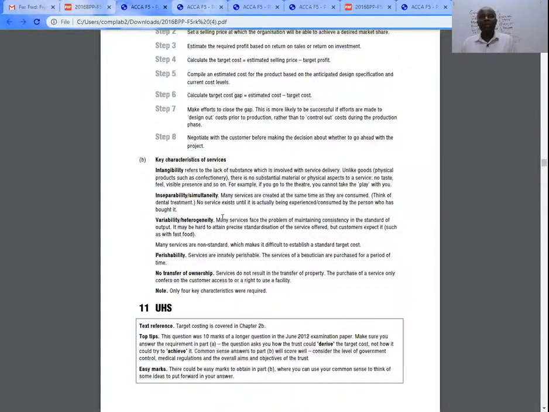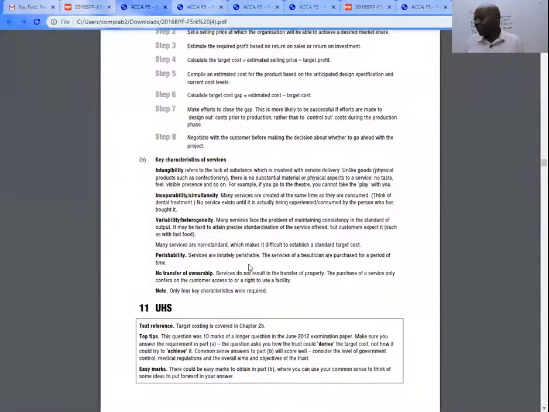But for a service, if, for example, I taught you this topic in the normal class and did a particular question in 10 minutes, when it comes to crash program, I may not be able to take exactly 10 minutes. It may take more. So you're told heterogeneity is the opposite of homogeneity. Many services face the problem of maintaining consistency in the standard of output. It may be hard to attain precise standardization of the service offered, but customers expect it, such as with fast food. So many services are non-standard, which makes it difficult to establish a standard target cost.